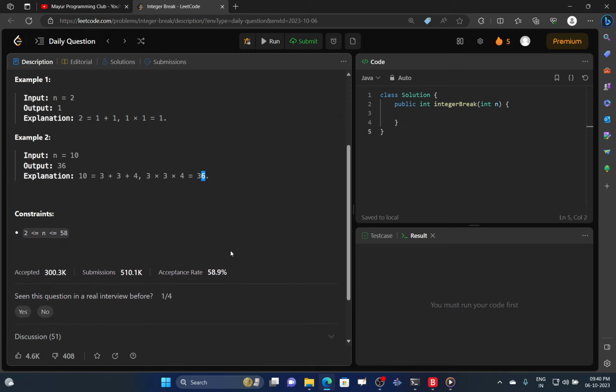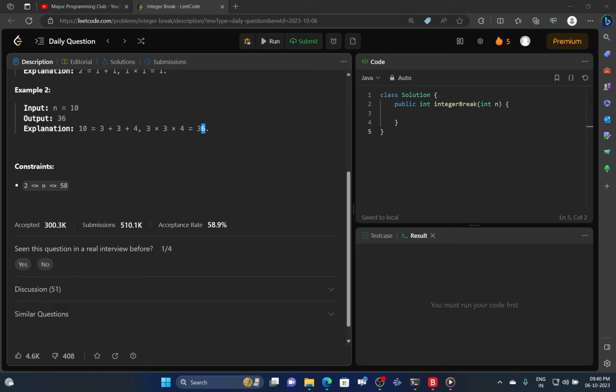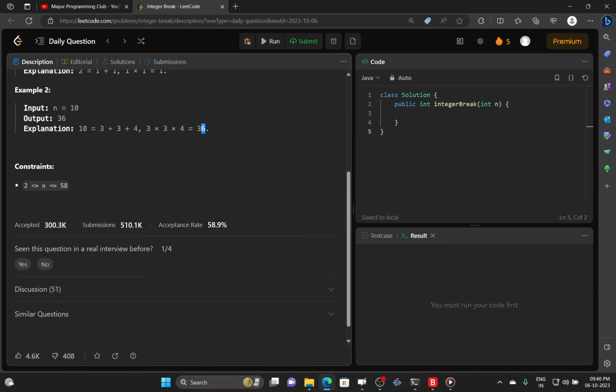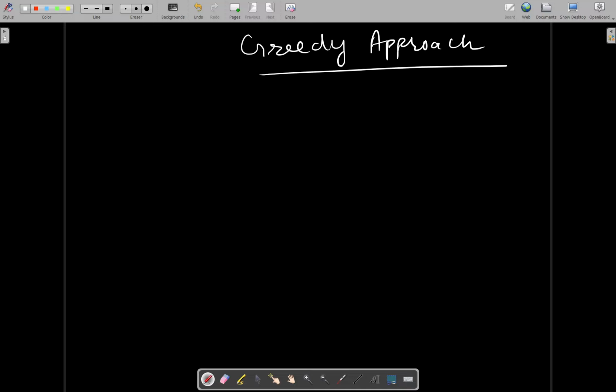Okay, so let's see how we will be solving this problem. And the constraints are that n will vary from 2 to 58. So what we will do is we will be using a greedy approach. Let's say I break n into two parts. Okay, for now consider that I break n into two parts only.